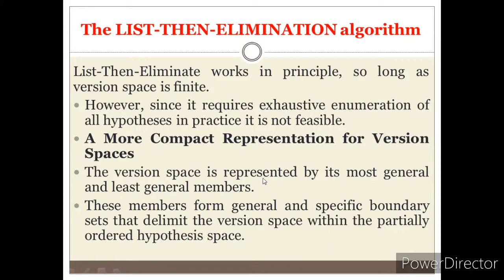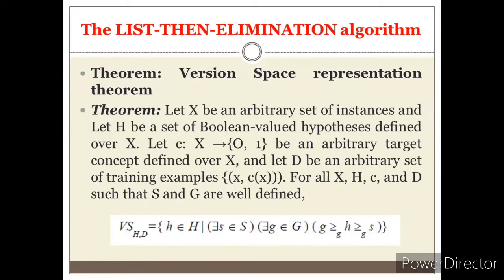As we have seen, the version space consists of all the possible hypotheses varying from the most general to the most specific. These members from the general and the specific boundary sets will delimit the version space within the partially ordered hypothesis space. Due to this restriction, the version space is delimited because of the partially ordered hypotheses present inside it.